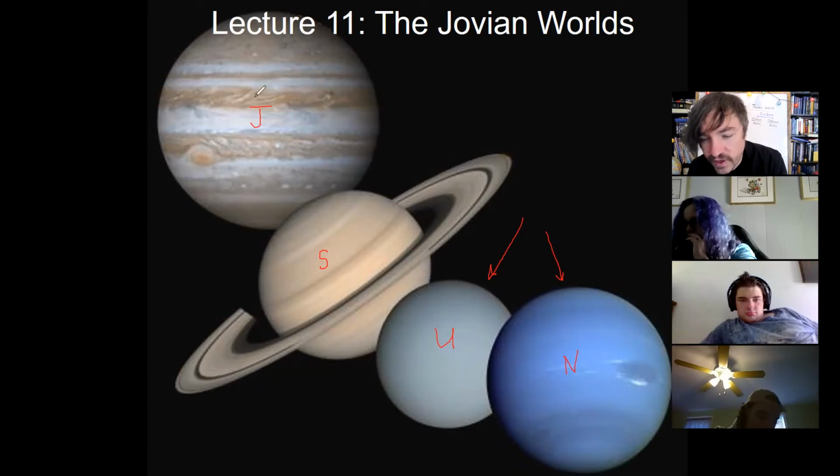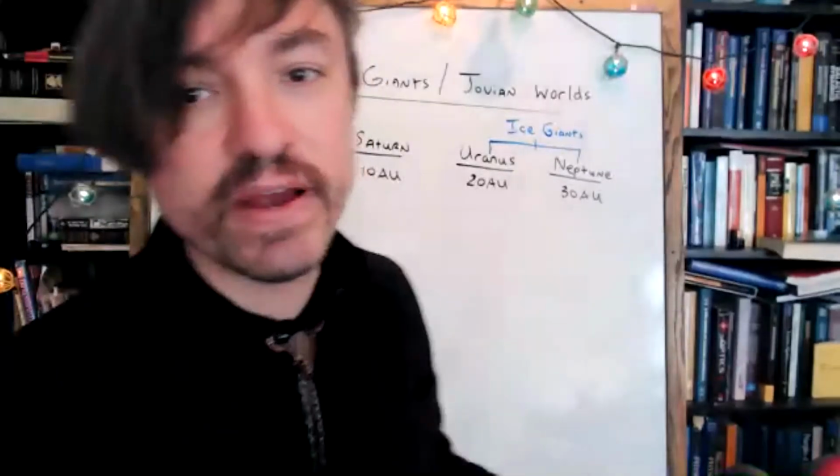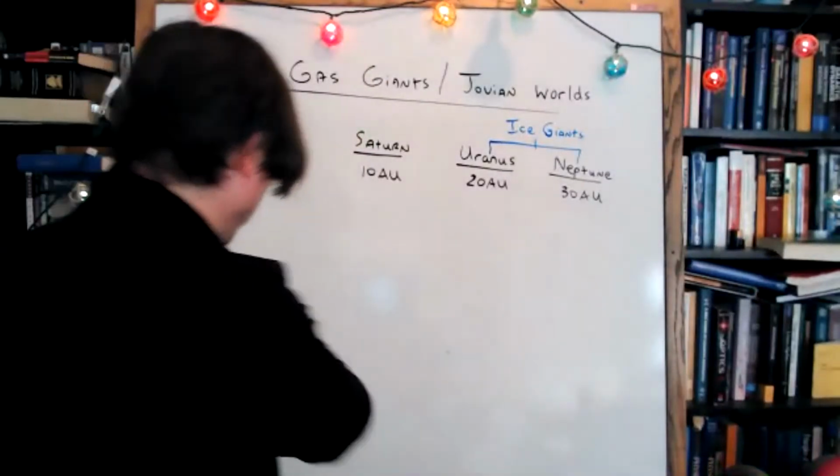Despite their wildly different appearances, all of the gas giants have roughly the same composition. And the composition is very close to the sun. Let's write that down next.